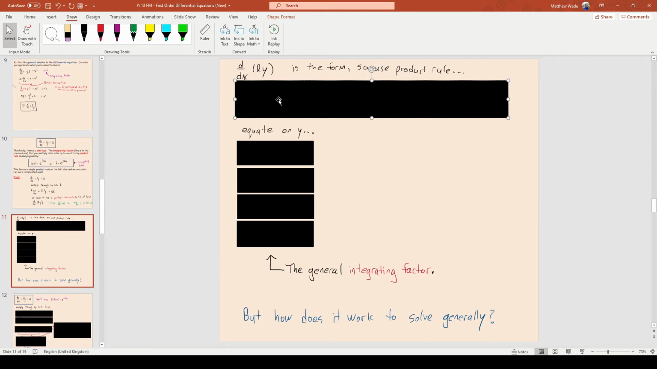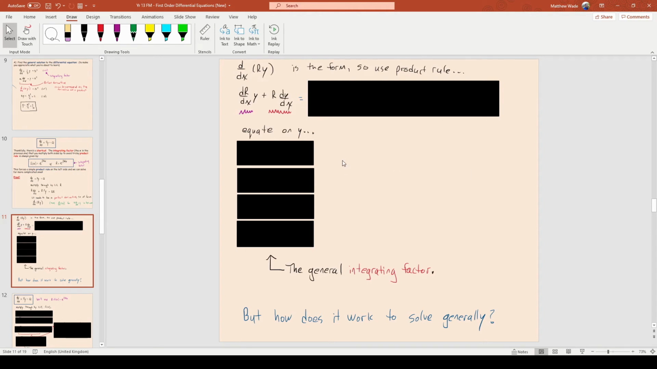And that's how you wind up with that. Can you see that that's product rule? I hope that you can see that that's product rule.